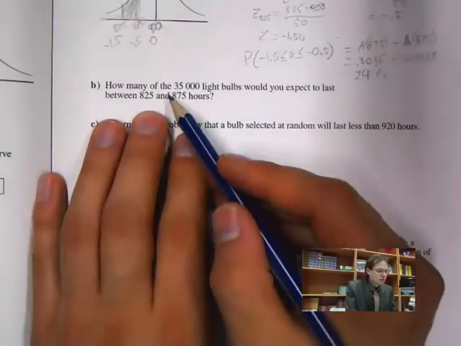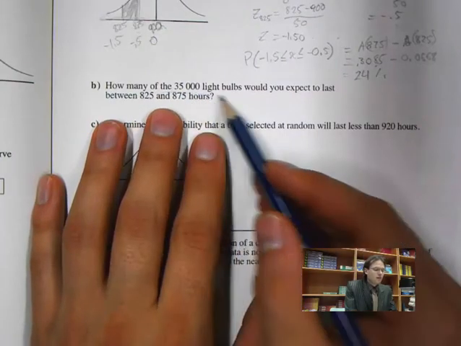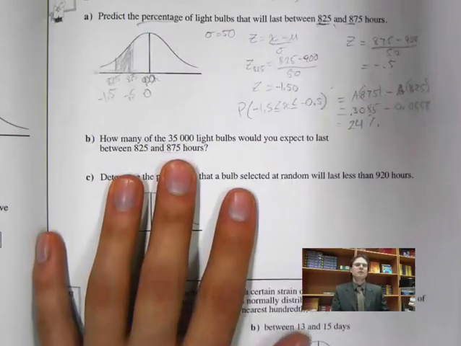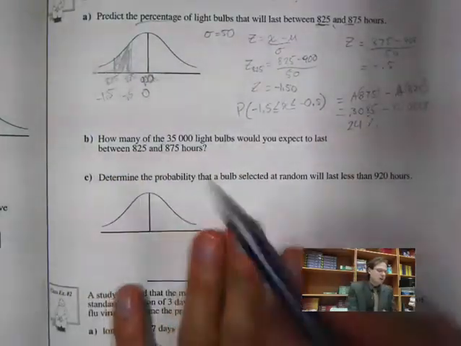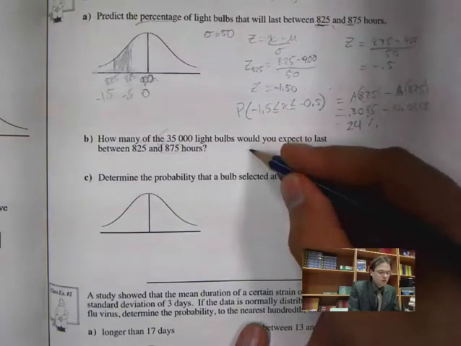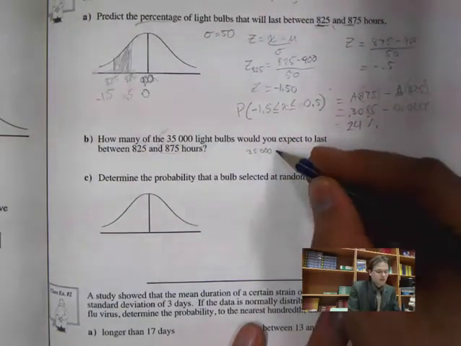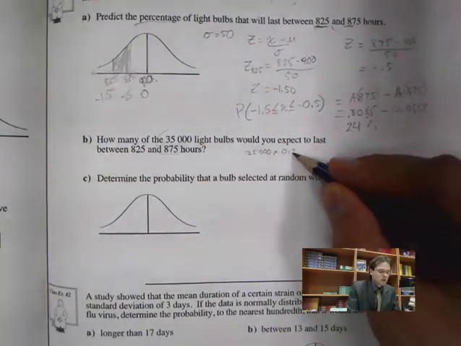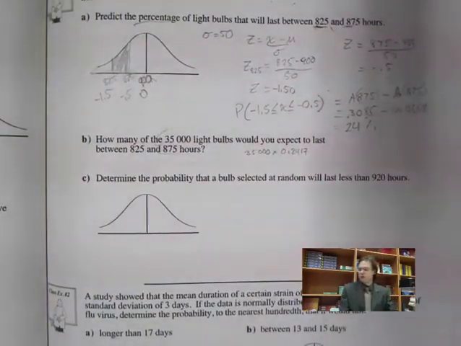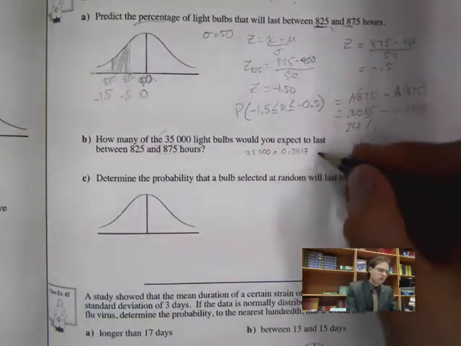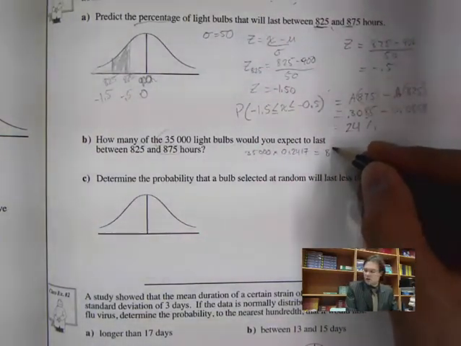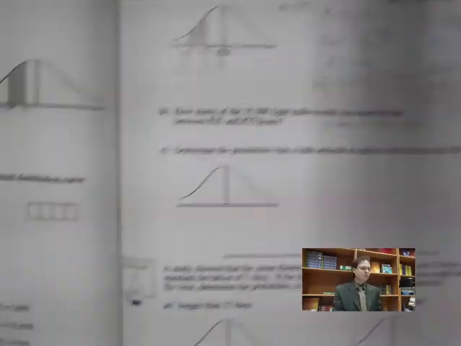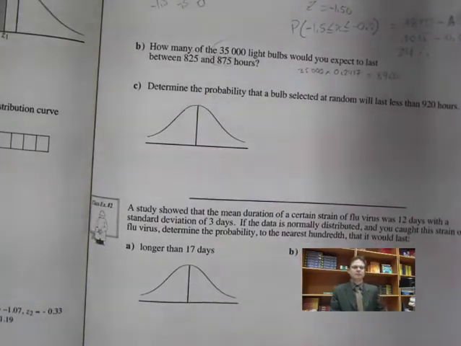Now my next question says, how many of the 3,500 light bulbs are expected to last between this range? Well, if we look at it, that's not much. Only 24% are between there, and there's this many bulbs, so I'm going to go 3,500 multiplied by the 24%, which is 0.2417. All right? That's going to give me approximately 8,460 bulbs. Now, let's look at C.